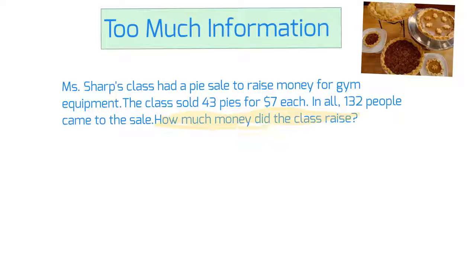And the way we would do this is by thinking about what numbers are needed to solve the problem. Well, if we're trying to figure out how much money they raised, we need to know how many pies they sold. You can see they sold 43 pies. And it was for $7 each. Whenever I have each with a period, I know that's multiplication. So 43 times 7 would be the equation.